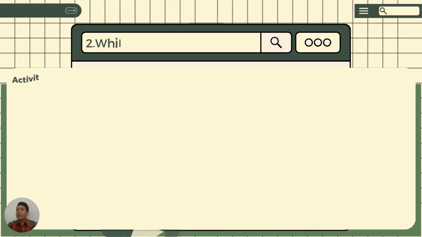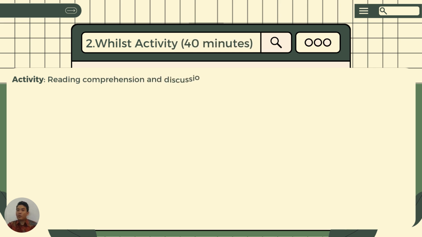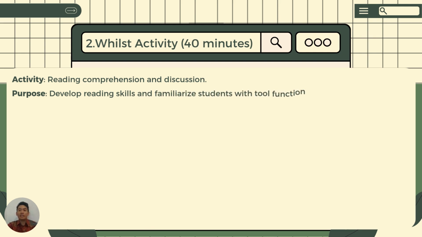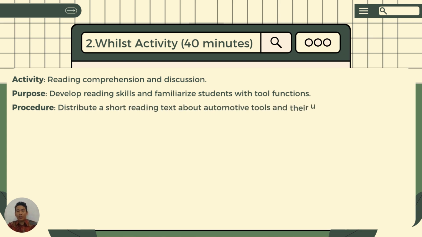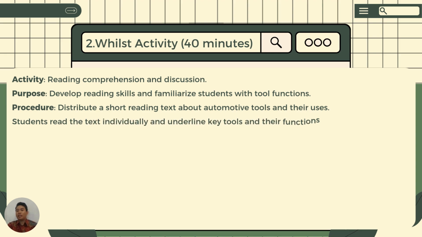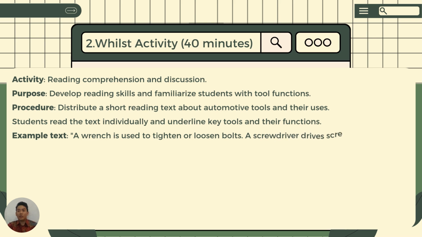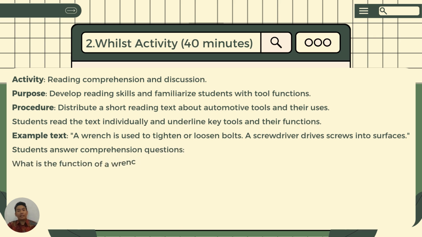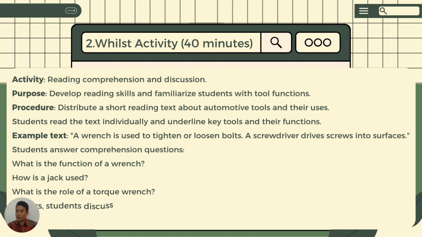And then the second activity will be the whilst activity, around 40 minutes. The activity will be reading comprehension and discussion. The purpose is to develop reading skills and familiarize students with tool functions. The procedure is to distribute a short reading text about automotive tools and their uses. Students read the text individually and underline key tools and their functions. For example, a wrench is used to tighten or loosen bolts. A screwdriver drives screws into surfaces.